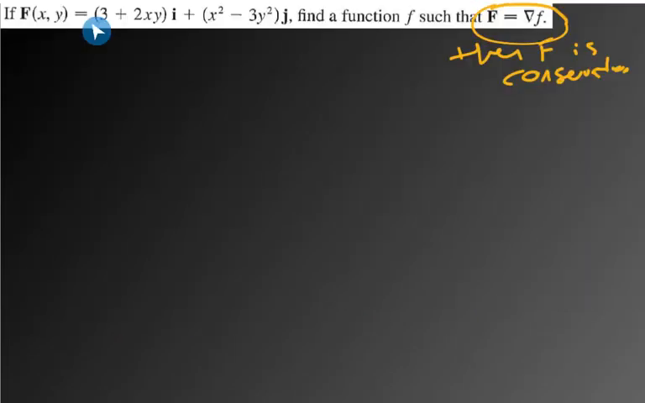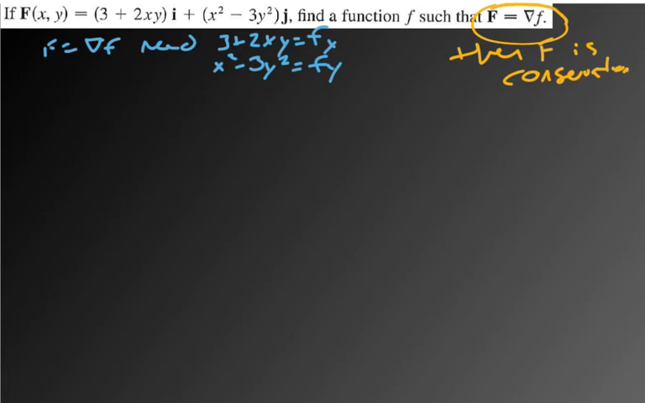So let's get into it. I'm basically going to show you how I would take this and try to find if F is going to equal some gradient of lowercase f. All right, so to start off, just notice that if F is going to equal the gradient of some scalar function f, then we need two things, right? We need 3 plus 2xy to equal f with respect to x, and we need x squared minus 3y squared to equal f with respect to y, right?